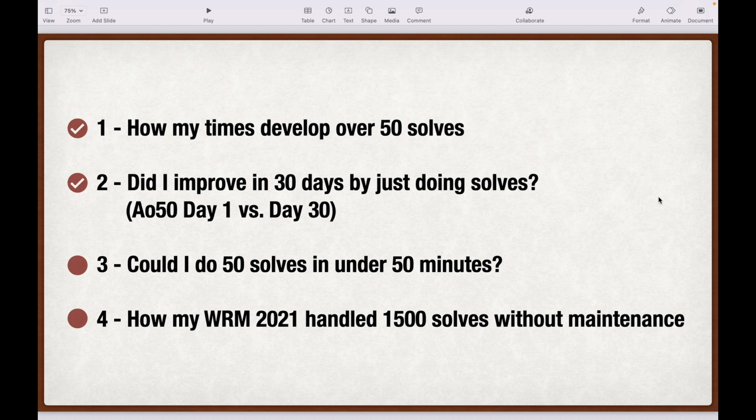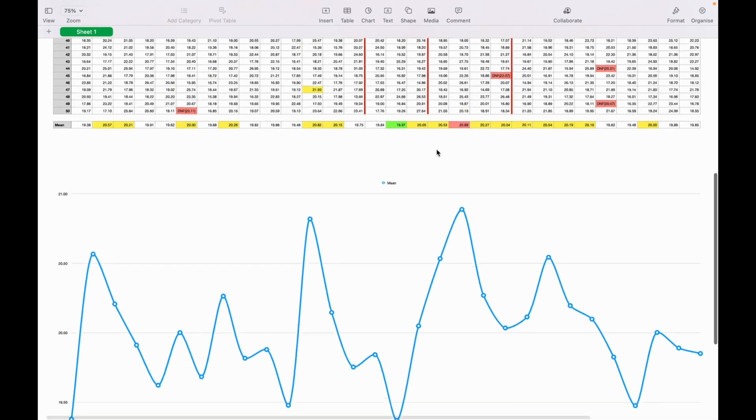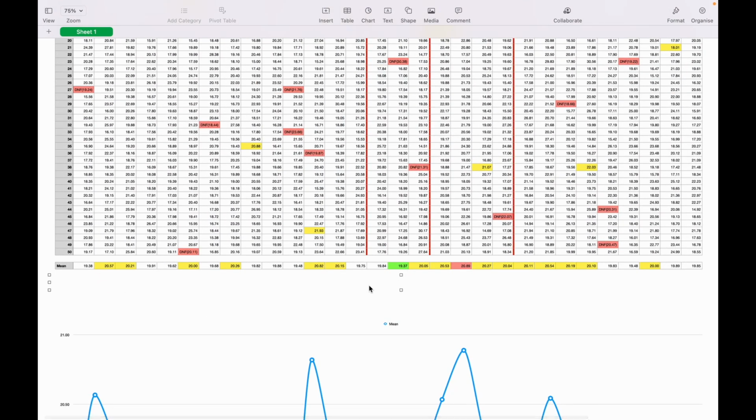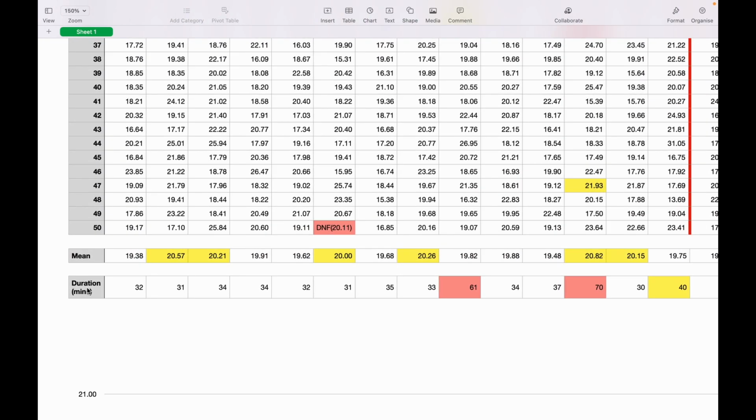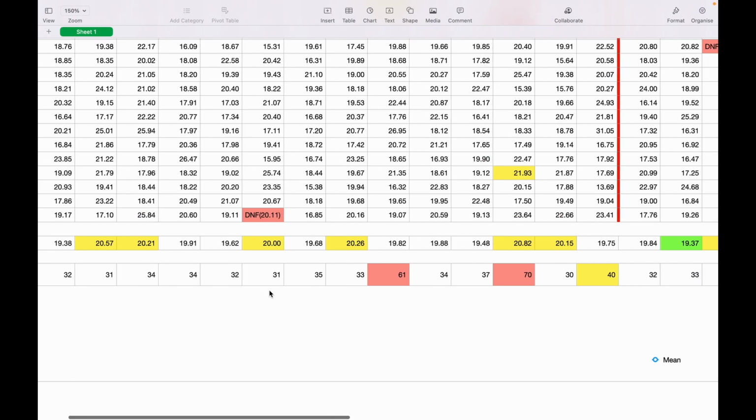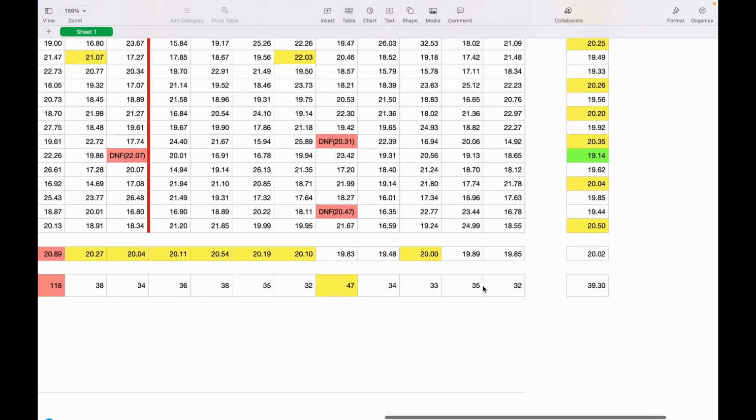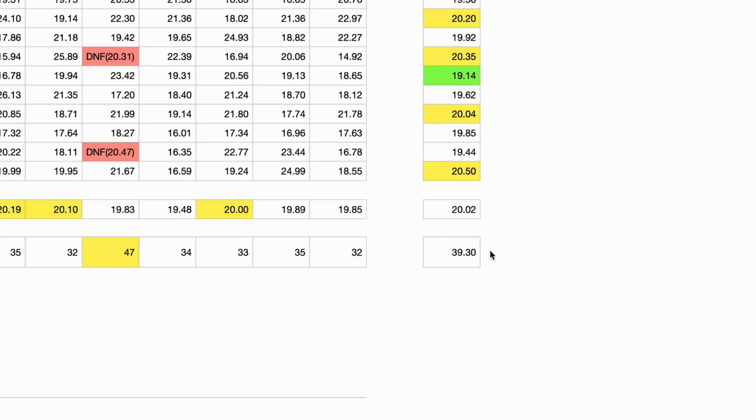Could I do 50 solves in under 50 minutes? Alright, let's see. Let's get back into this and let's delete this here and then hide this data. So this is the duration in minutes that each session on each day took me. You can see 32, 31 minutes, 34 and so on, all about the same. You can see here the average duration of all the sessions was 39 minutes. So yeah, I could do 50 solves in under 50 minutes.